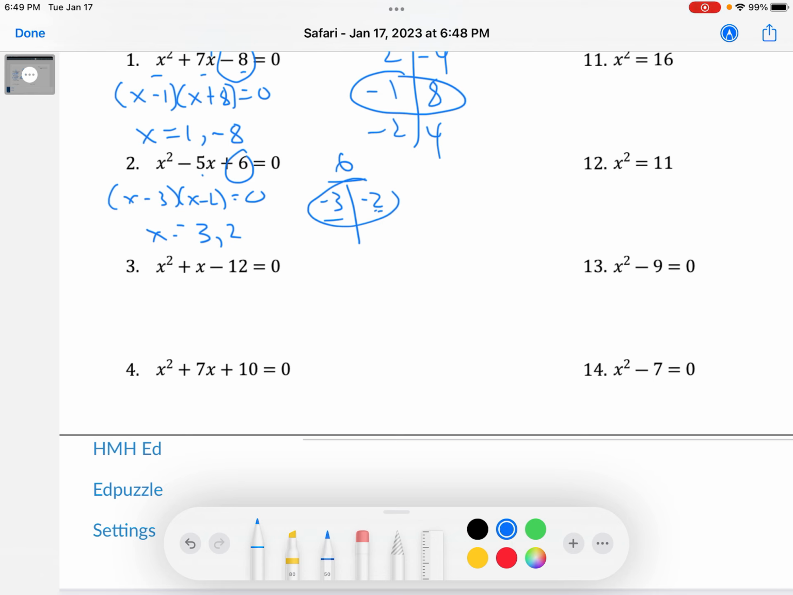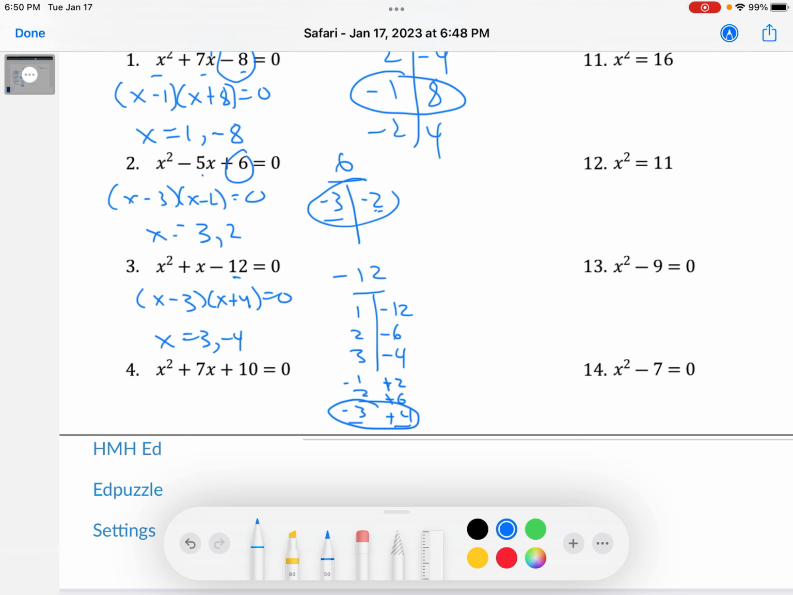Okay, this next one, -12, 1 and -12, 2 and -6, 3 and -4. Flip those signs around, positive 12, -6, -4, positive 4. Okay, so the one that I want is this last one. -3 times positive 4 will give me -12, but -3 plus 4 is going to give me positive 1. So I'm going to write x minus 3, x plus 4 is equal to 0. So my solutions are 3 and -4.